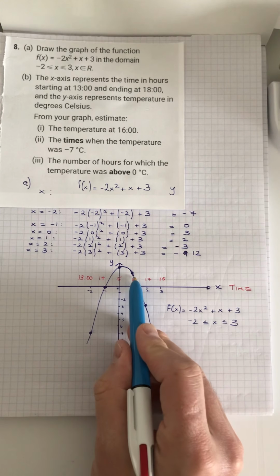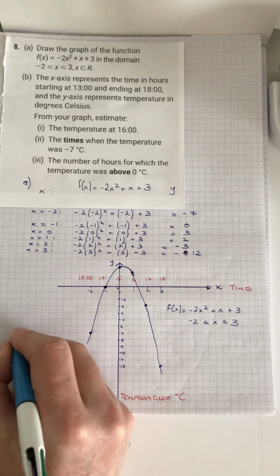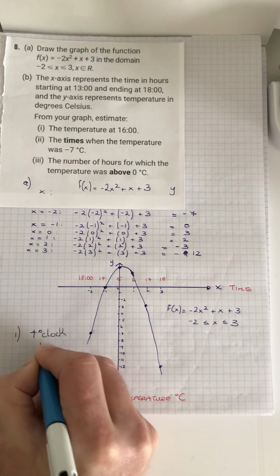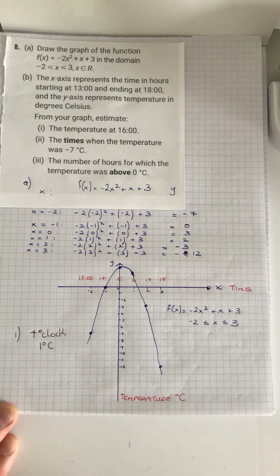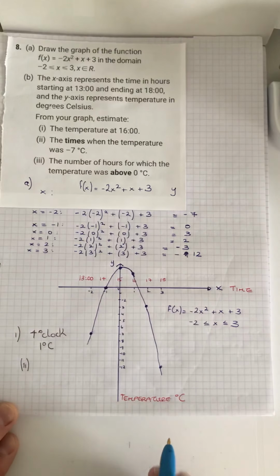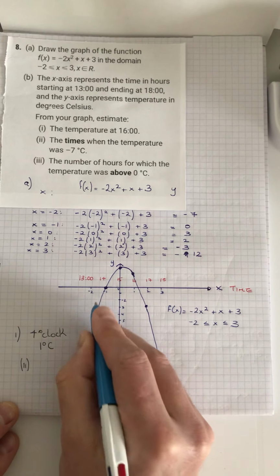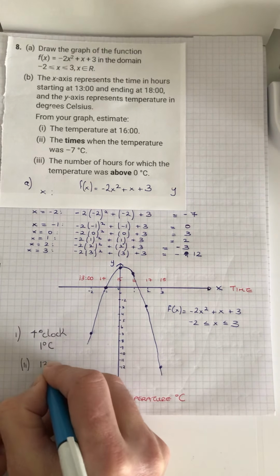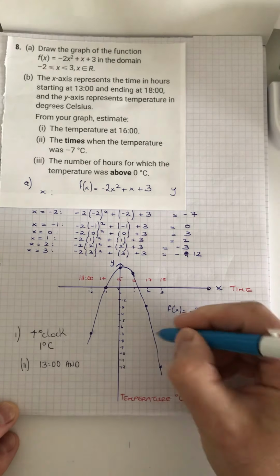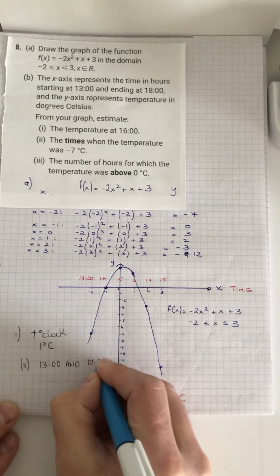Okay? So now, let's use our graph to estimate the temperature at 4 o'clock. So at 4 o'clock, the temperature was about 1 degree. So part 1, 4 o'clock, 1 degree Celsius. Part 2, the times when it was -7. So we go down the temperature. It was -7 at 1 o'clock, so 1300. And go across -7, and it was -7 at about 5:30. So 1300 and 1730 also.